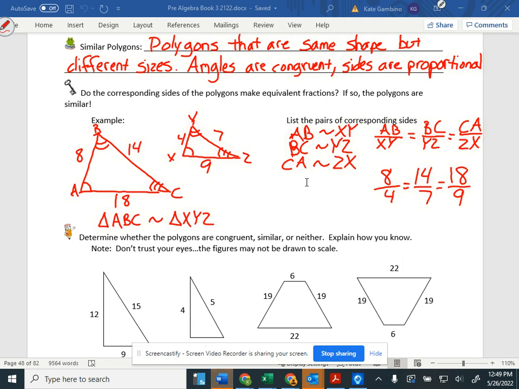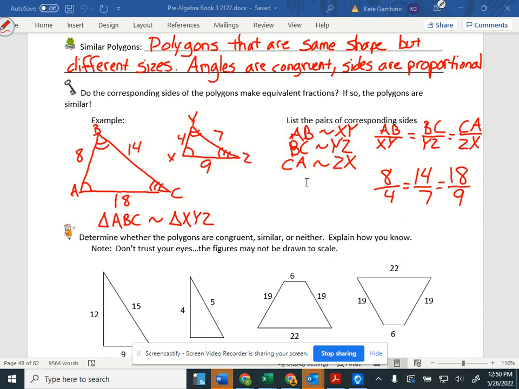We know AB matches up with XY, so we can say AB over XY, 8 over 4, gives us 2. 8 divided by 4 is 2. So then we match up BC over YZ, that's 14 over 7. 14 divided by 7 is 2. CA over ZX, 18 over 9. 18 divided by 9 is 2. They all have 2 as their ratio. So that's how we know that they are similar. They have the same ratio. They are proportionate. Make sense?